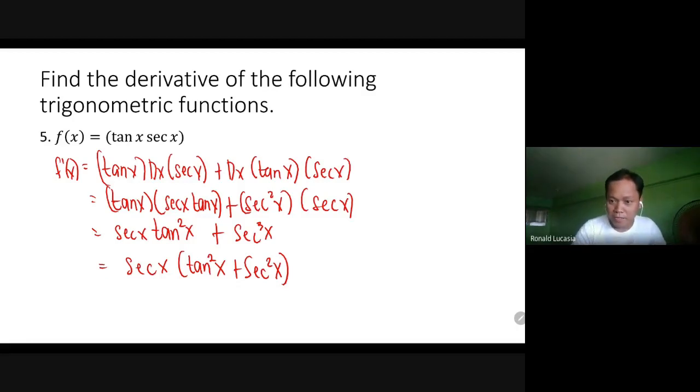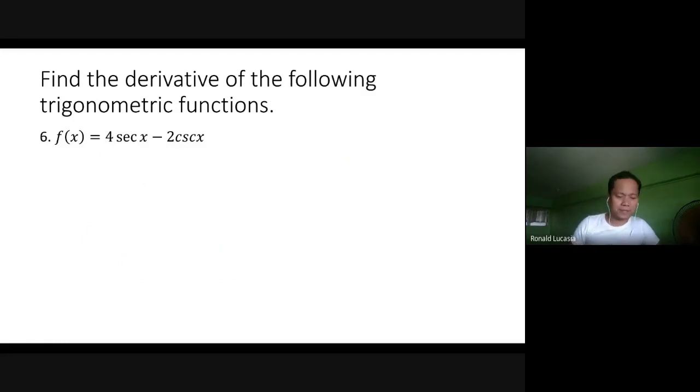Sino ang nakakuha? Bakit may 4x na? Si Carl. Secant x tangent squared x plus secant squared x. Miko got it correctly. Hindi na factor, Mark Lewis. Bon. Bakit may tangent x ka pang natira dyan, Bon? Tangent squared tangent x. Okay? Mas madali. Ito. Number 6.